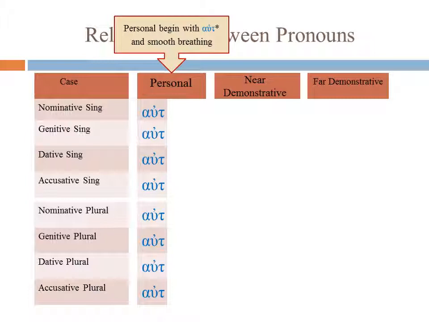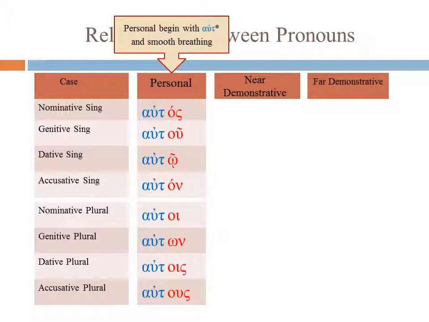So the personal pronoun begins with aut, right? Smooth breathing, aut. Alpha, upsilon, tau, and they all do all the way down. There are no changes here. It's always aut, and all we're going to change is the endings. And the endings are standard 2-1-2 declensions. Autos, autou, autoi, auton. Autoi, auton. Autois, autous. Okay?